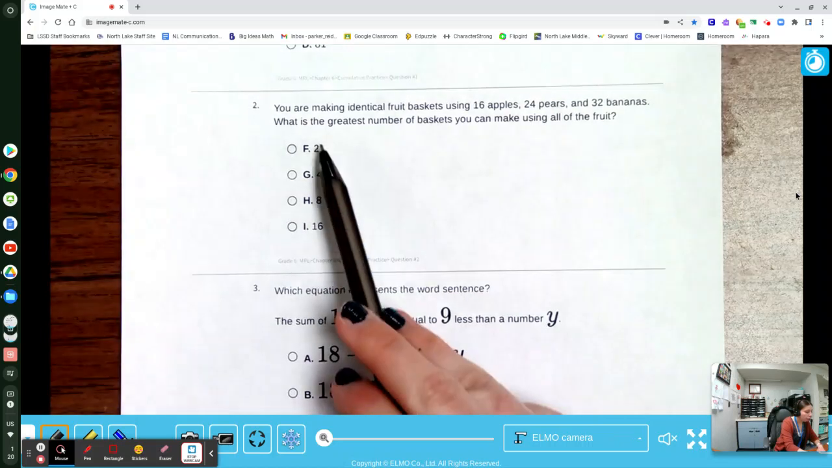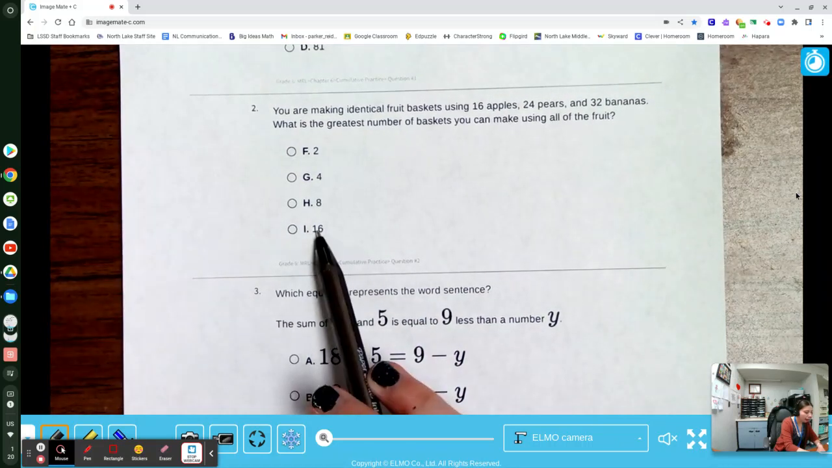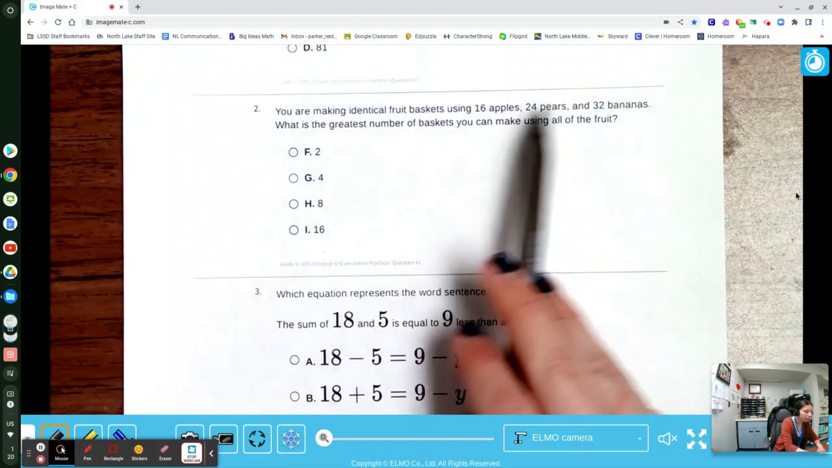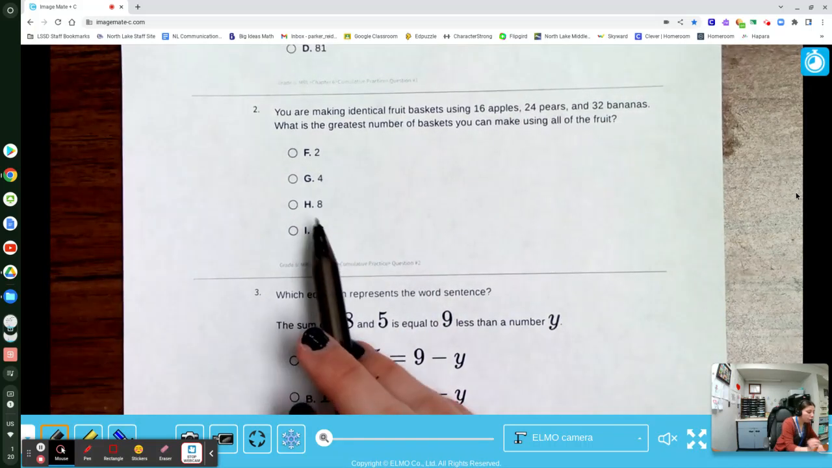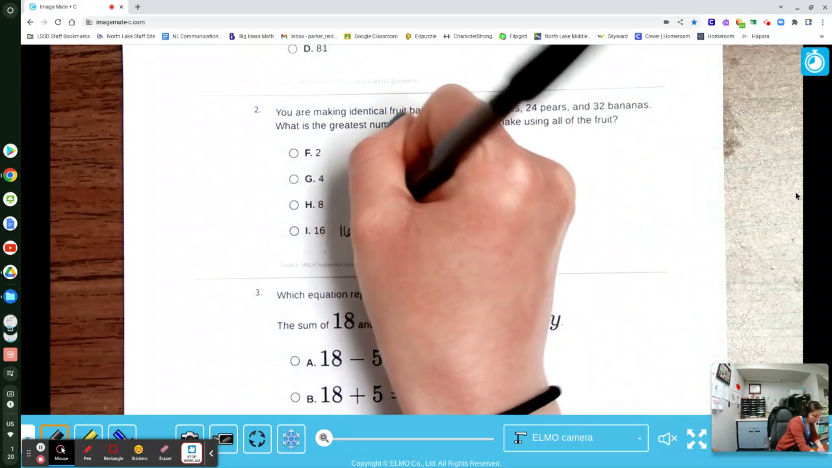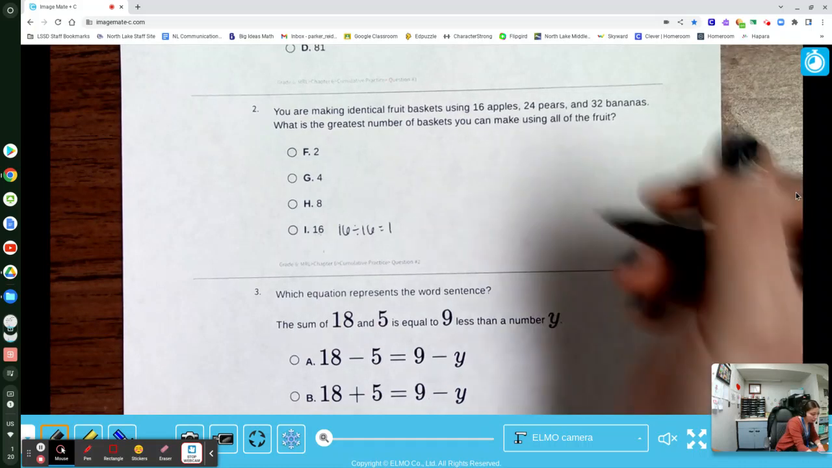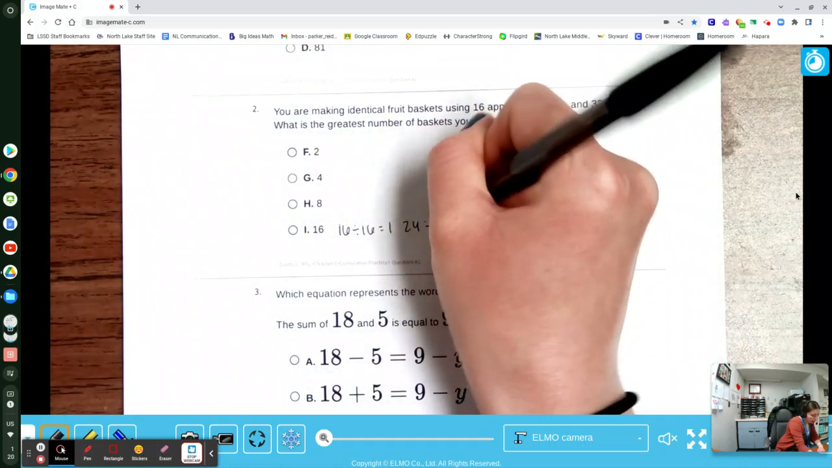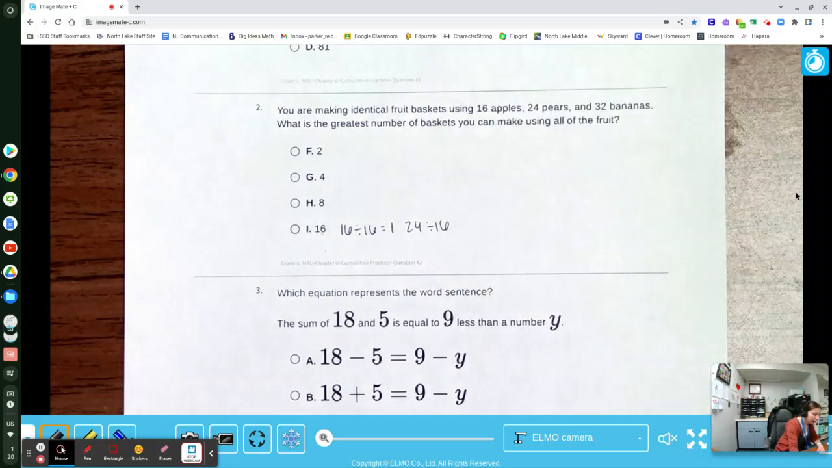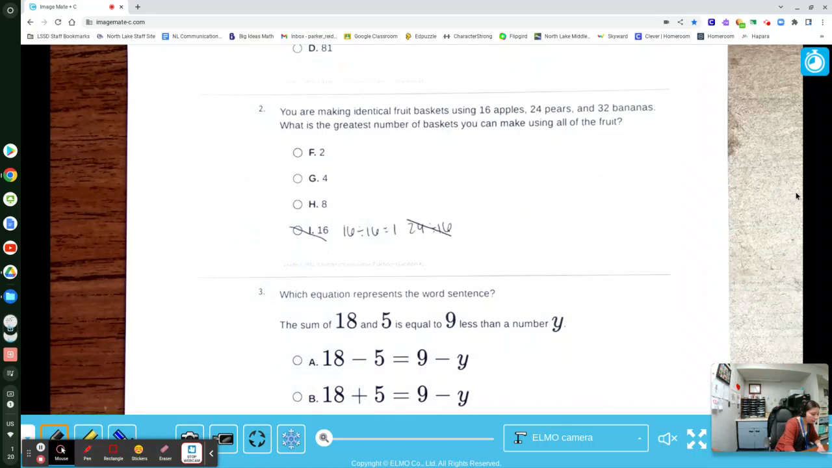So what I'm going to do is I'm just going to actually test them. For example, I'm going to pick the greatest amount and I'm going to see, can this fit evenly into each of these? Is it a factor of each of these? Because if it is, it would be the greatest of my options, the greatest common factor. So 16 can be split evenly into 16. I could have 1 apple per basket. But when I try to do this, 24 divided by 16, that's not going to fit evenly. I can't evenly divide my 24 pears among that many baskets, so it's not going to be option I.